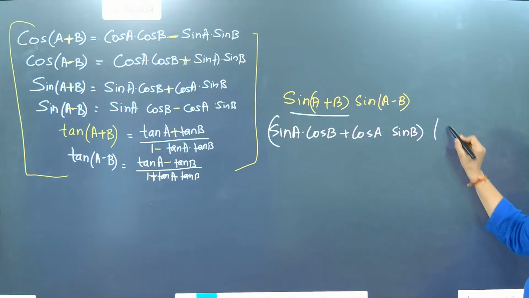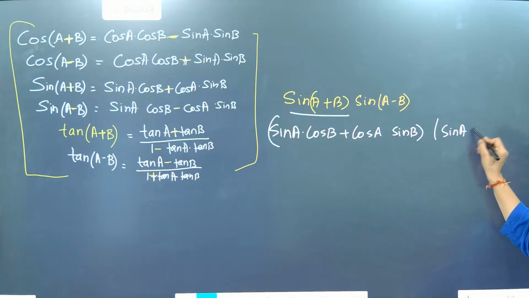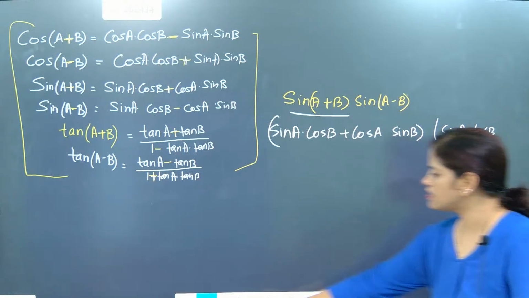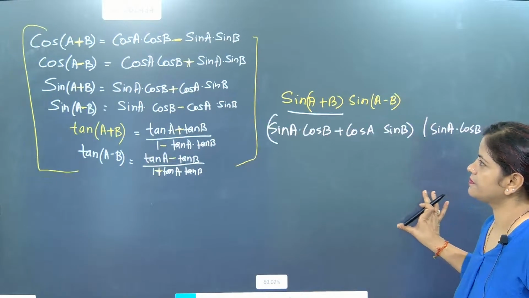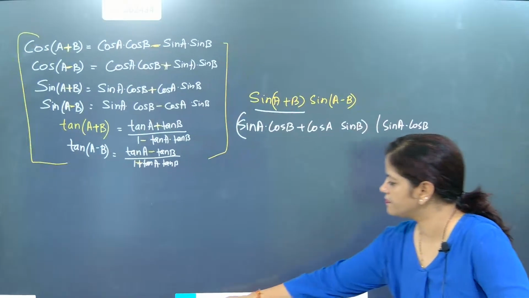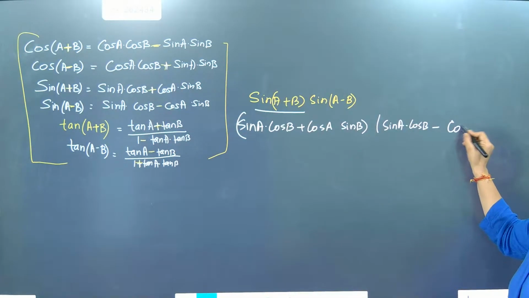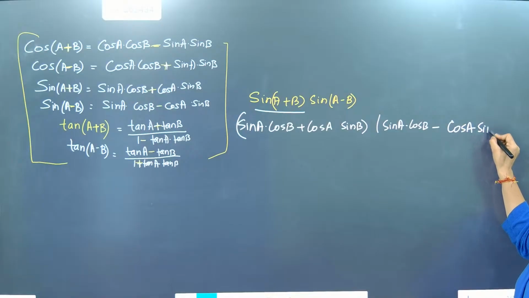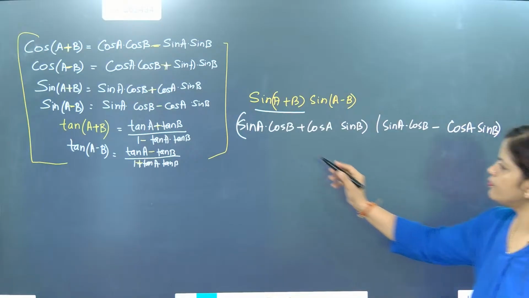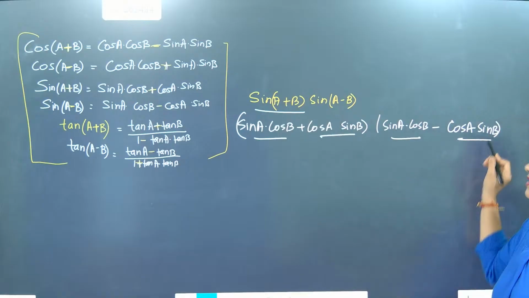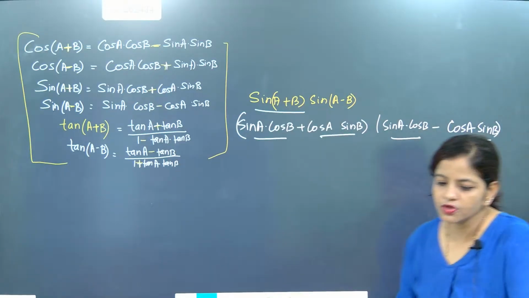Now here sin A cos B minus cos A sin B. Can we check one thing? In between both beta, this and this is same. This and this is same. Same na? Is it coming into the formula?